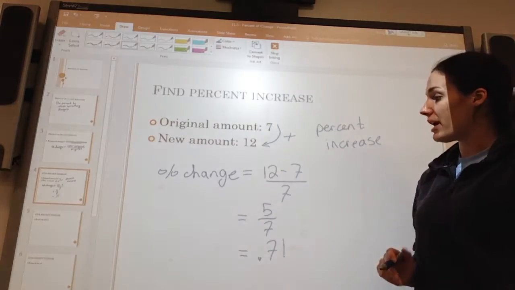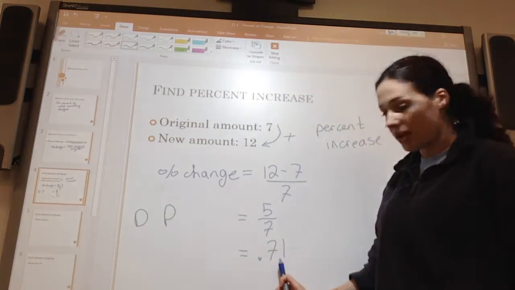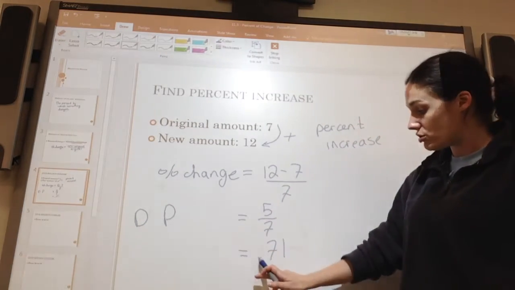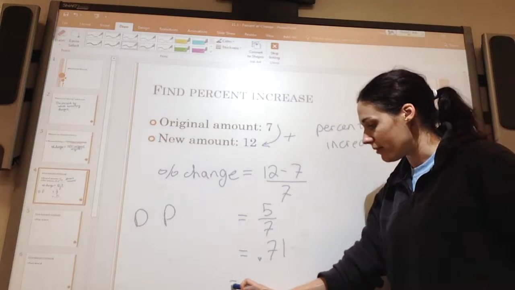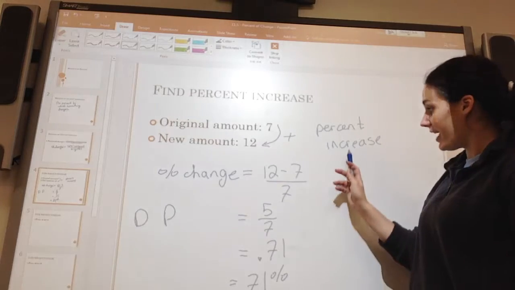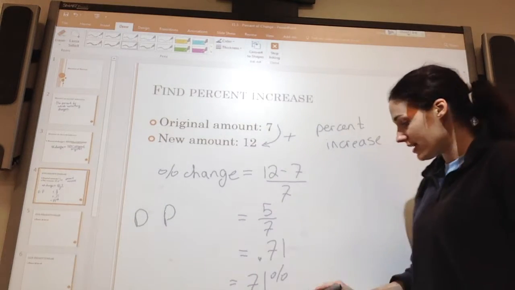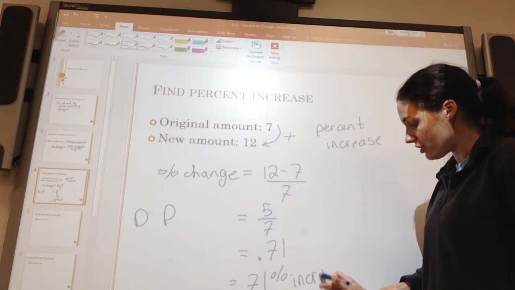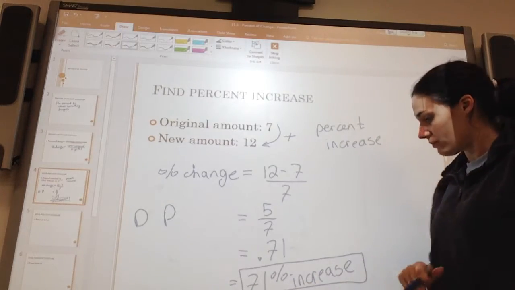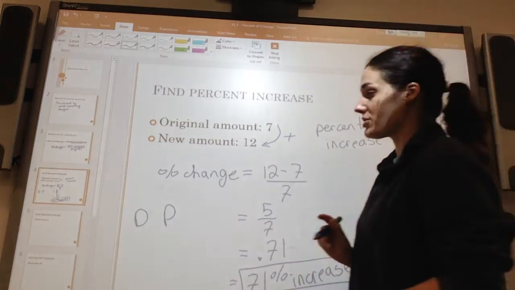And if you remember the Dr Pepper from the other day, if you have decimals and percents, if this is a decimal and I want to go to percent, that means I need to move my decimal right 2 places. So this is going to become 71%, and then we're going to end that with either increase or decrease. So if it goes up, it's a 71% increase. From 7 to 12, that's a 71% increase.